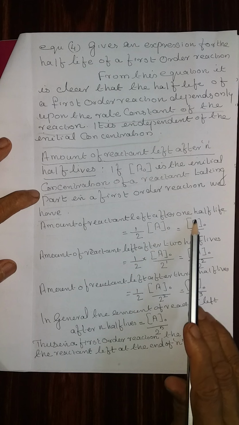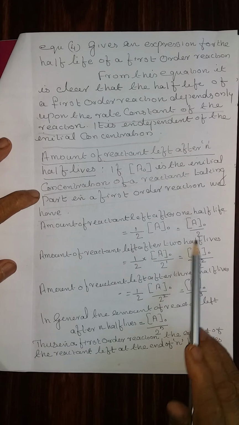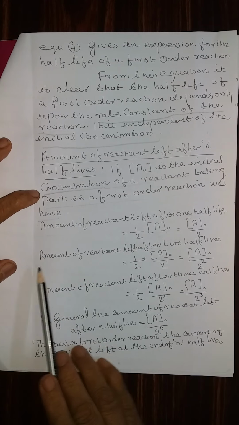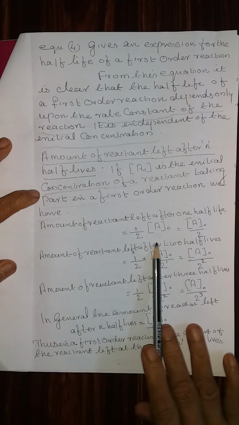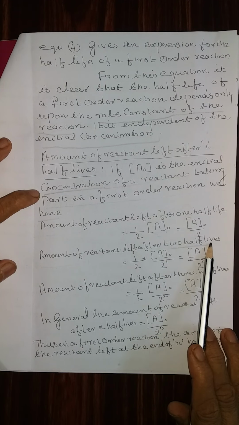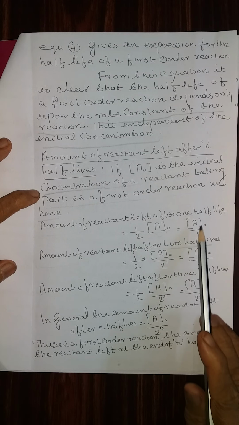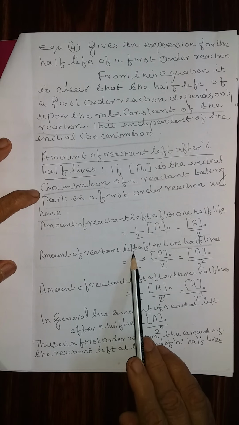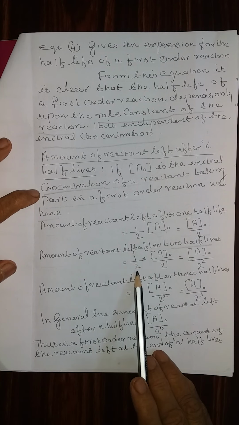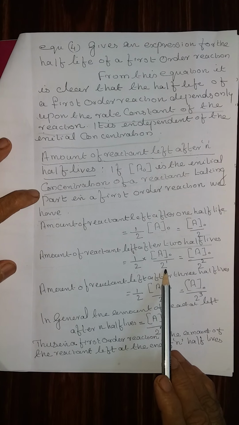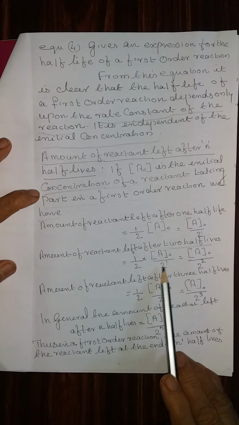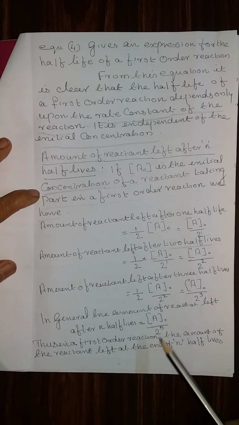This can also be written as concentration A0 by 2. That is, half means you can divide by 2 here. Amount of reactant left after 2 half-lives. This is for 1 half-life. Keeping this as 1 half-life, multiply the same equation with another half. That is another half-life. Half into A0 by 2, that is 2 raised to the power 1. That means here only 1 raised to the power. Put that so that we arrive at a final equation.